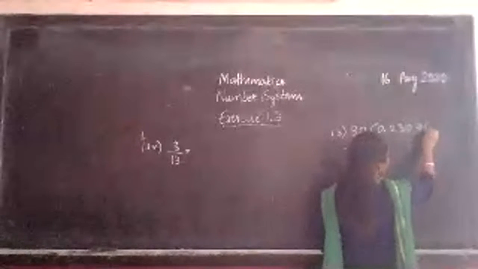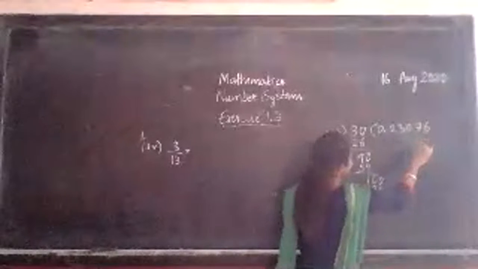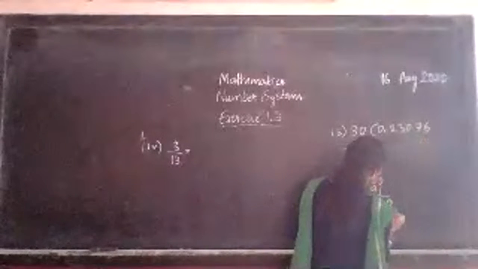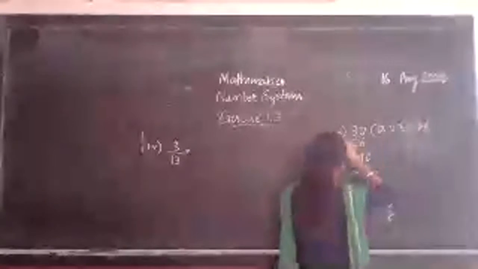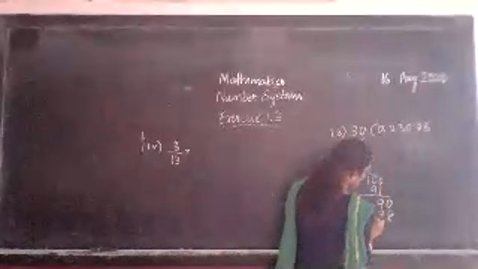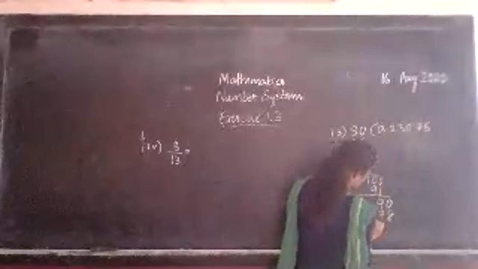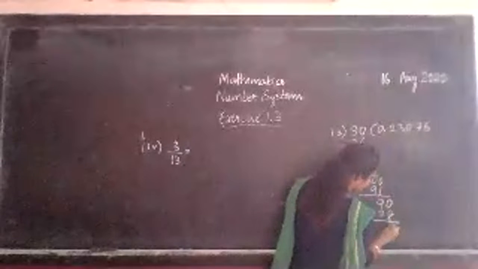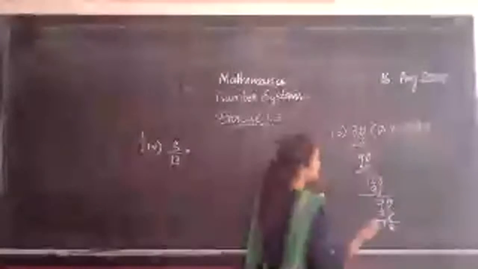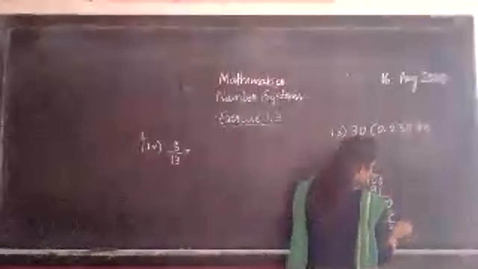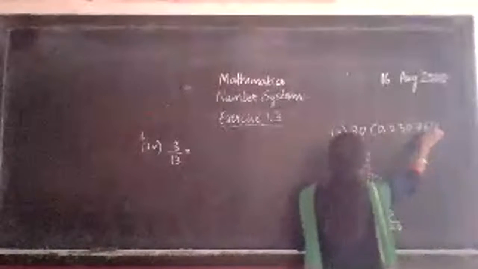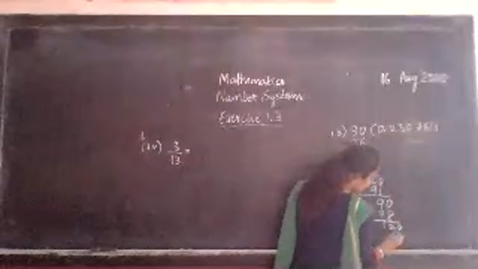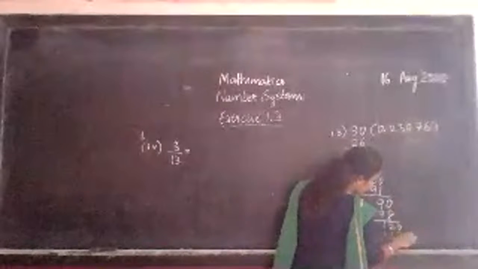And I know 13 sixes is 6 threes are 18 and 6 ones are 6 plus 1, 78. So the remainder is 12 again. It goes on. So now I take 0 here, 120. I know 13 nines are 117.